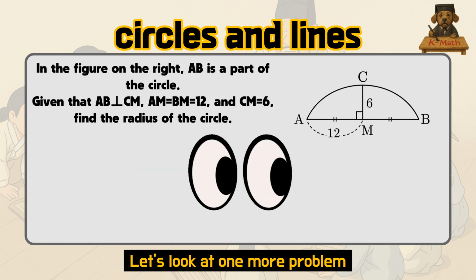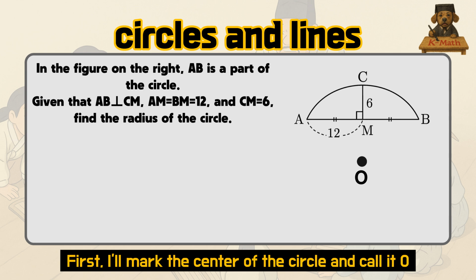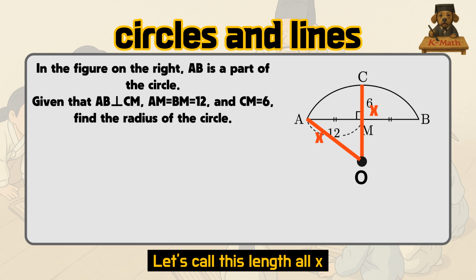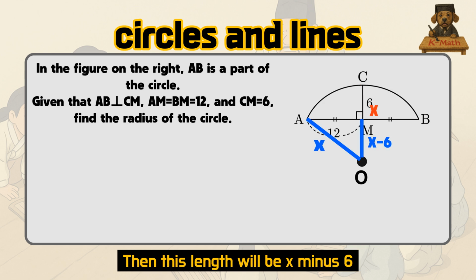Let's look at one more problem. First, I'll mark the center of the circle and call it O. Then this length will all be the radius, right? Let's call this length all x. Then this length will be x minus 6.